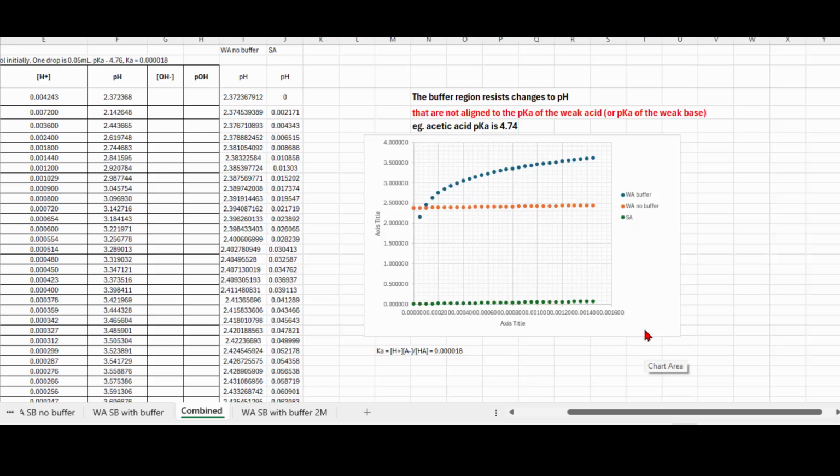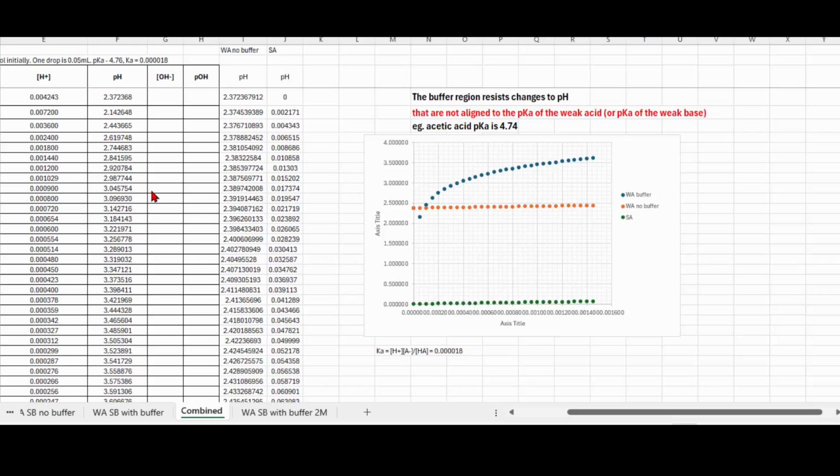Okay, I'll try and make this as quick as I can. The answer to this is the buffer region resists changes to pH, which is what your textbook says. But it doesn't make a lot of sense. They really should add "that are not aligned to the pKa of the acid," or if we're talking about weak bases, pKa of the base. But we'll just look at the one example here, acetic acid.